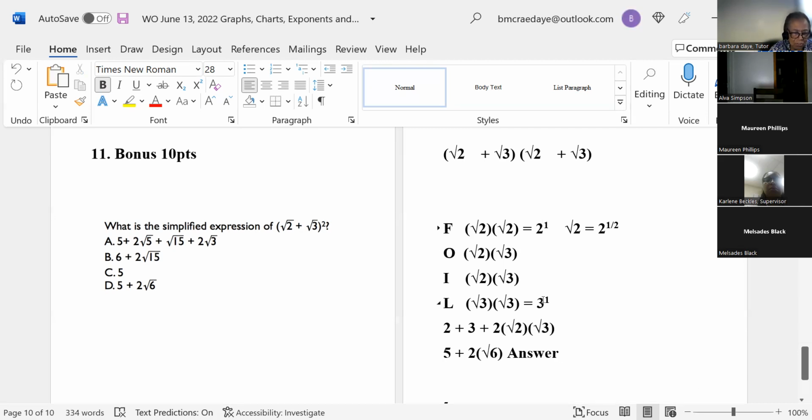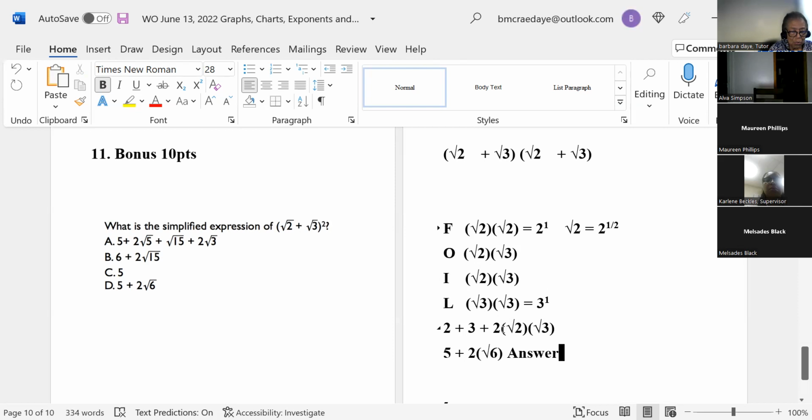2 plus 3. 2 to the 1 is 2. 3 to the 1 is 3. You follow me, Mercedes? The 2 to the 1 is 2. 3 to the 1 is 3. I have square root of 2 times square root of 3, but I have it twice, so I can add them. That's how I got the 2. The sum of these two, they're the same.